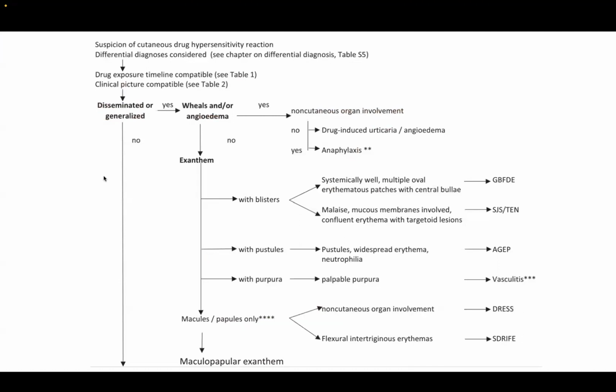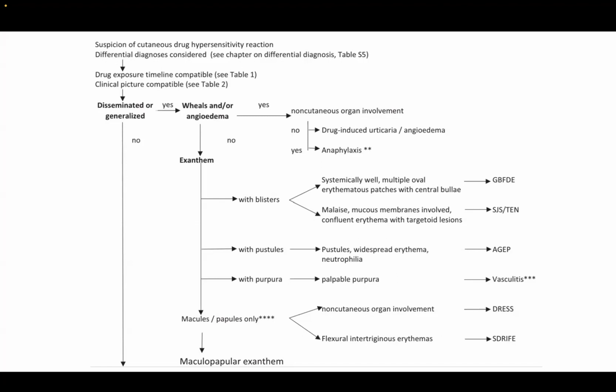So when you have a suspicion of cutaneous drug hypersensitivity reaction, how can you differentiate it based on what you have in examination? So first of all, as we said, the drug exposure timeline should be drawn. And then the clinical picture, you should look at it. So what kind of rash the patient has, what kind of manifestation the patient has. So you start with the rash. Is it disseminated or generalized? Is it generalized? Yes. Then is it with urticaria or angioedema? If it is with urticaria or angioedema, this is an immediate kind of reaction. Is there any non-cutaneous involvement? So this is anaphylaxis.